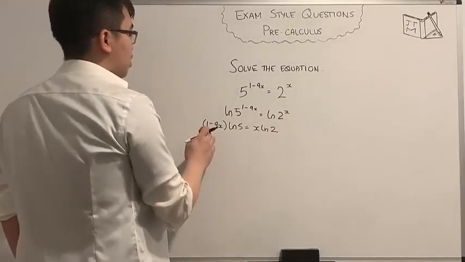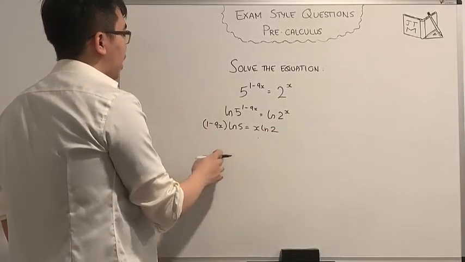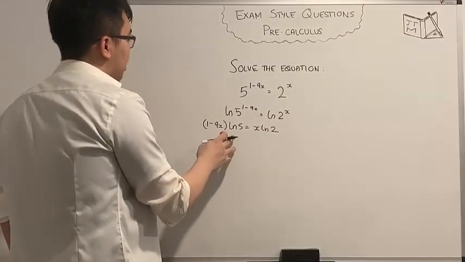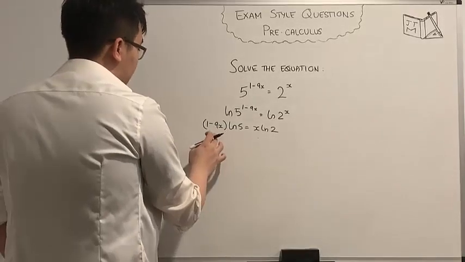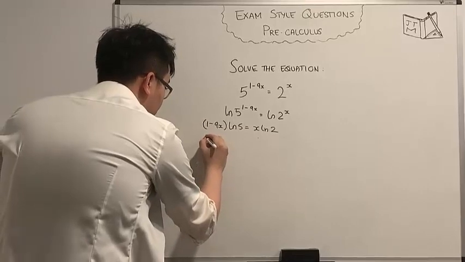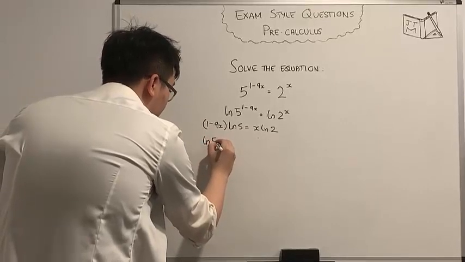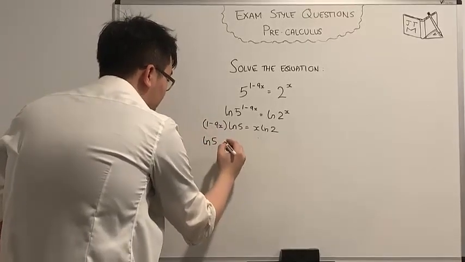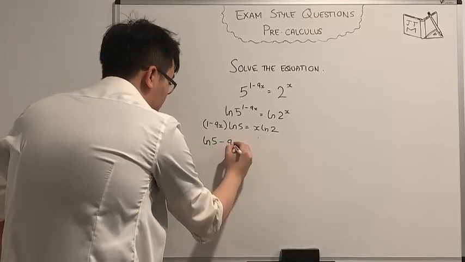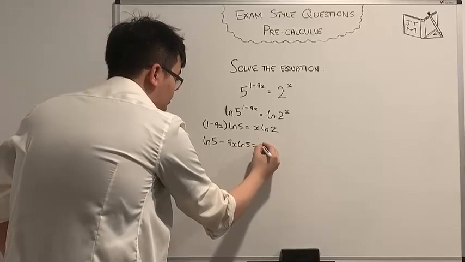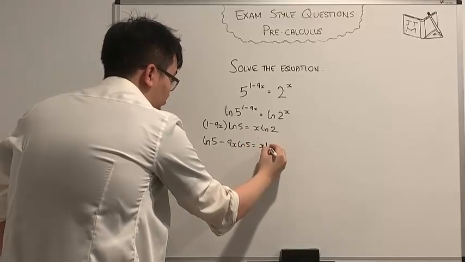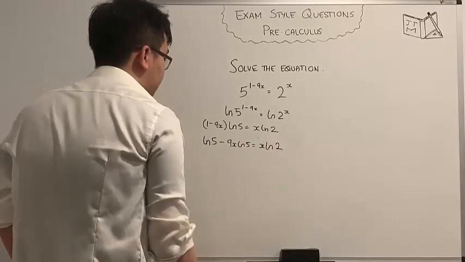Now that we've got this bracket with two terms in it and the ln 5 here, let's go ahead and try to distribute the ln 5 to each of these terms. So we're going to have 1 times ln 5, which is ln 5, minus 9x times ln 5 is minus 9x ln 5, and here we have x ln 2.